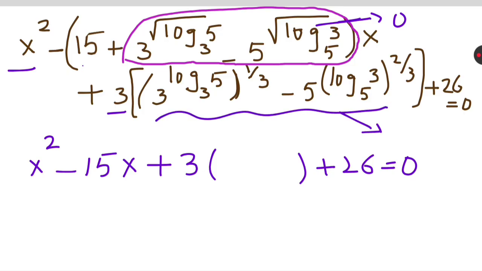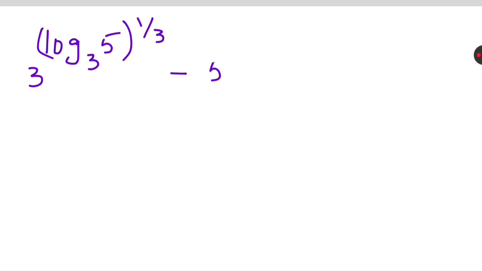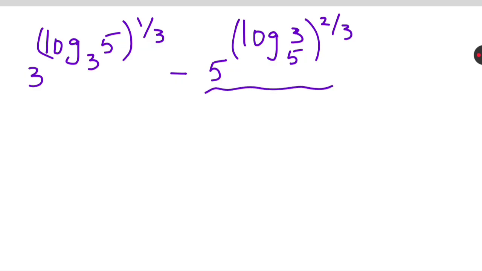So let's take that. What we have is 3 raised to the power of log 5 with base 3, whole raised to the power of 1 over 3, minus 5 raised to the power of log 3 with base 5, whole raised to the power of 2 over 3. Let's simplify this. First take the second term. Here also we are using a few logarithm properties.